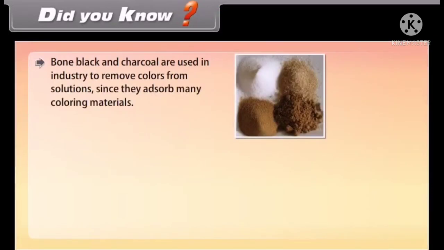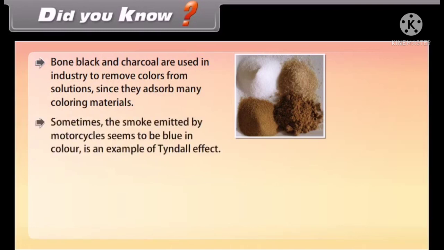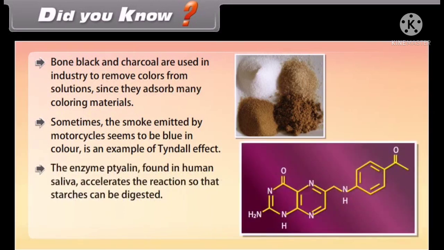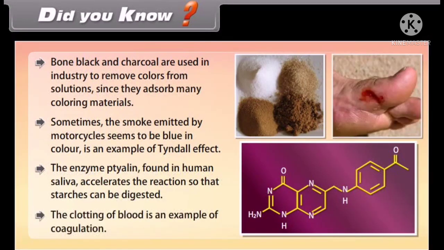Did you know? Bone black and charcoal are used in industry to remove colors from solutions since they absorb many coloring materials. Sometimes, the smoke emitted by motorcycles seems to be blue in color, is an example of Tyndall Effect. The enzyme ptyalin, found in human saliva, accelerates the reaction so that starches can be digested. The clotting of blood is an example of coagulation.